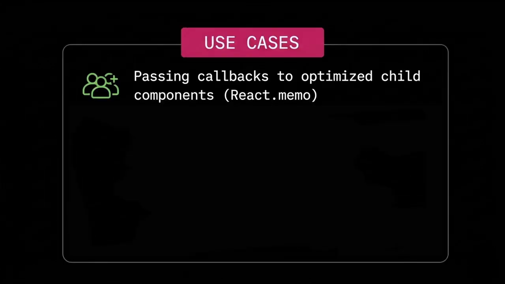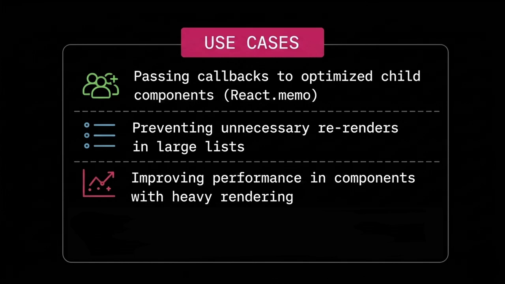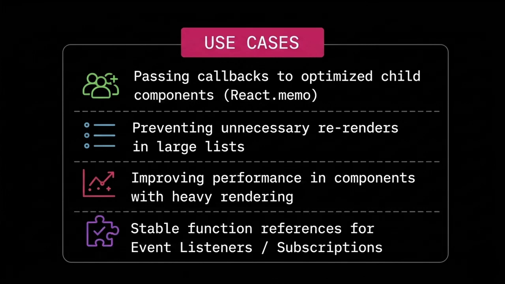Real-world use cases: passing callbacks to optimized child components using React.memo, preventing unnecessary effect triggers in large lists, improving responsiveness in heavy interactive rendering windows, creating stable function references for event listeners or subscriptions. Pro tip: use useCallback specifically when passing functions to memoized child components or inside dependency arrays. Don't sprinkle it everywhere blindly.